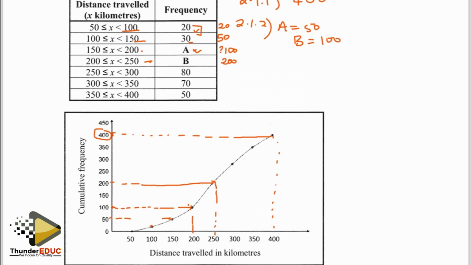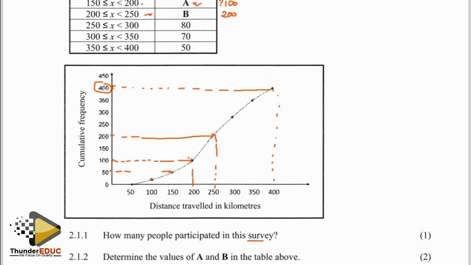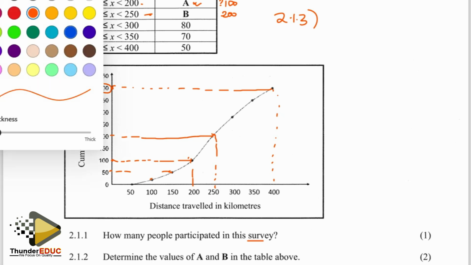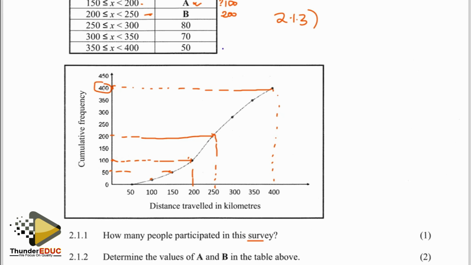And then 2.1.3. They want us to estimate the number of people who traveled between 100 and 300 kilometers. So let me do this. I can use my ogive to determine that, or I can just complete this cumulative. So for 300, I'm seeing that's 280, and then this is 350, and then I'm having a 400.